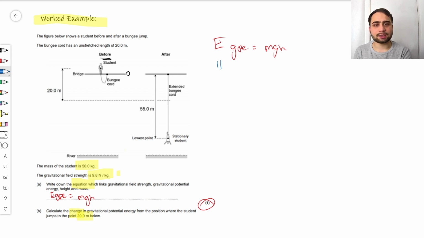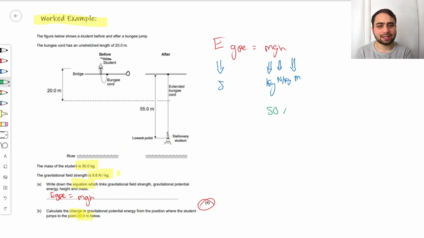Now, as always, E is in joules, g is in newtons per kilogram and h is in meters. Thankfully, we don't have to do any conversions. All of our units are already in their standard forms. So all we do is multiply them together. Mass of the student, 50 kilos, multiplied by gravitational field strength, which is 9.8, multiplied by the height difference. That gives us 9,810 joules. Now, you might think that that's the final answer. Well, all of our numbers in our data are given to two significant figures, so we also give our final answer to two significant figures, that being 9,800 joules.